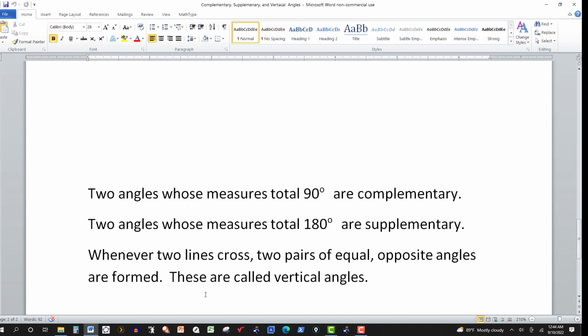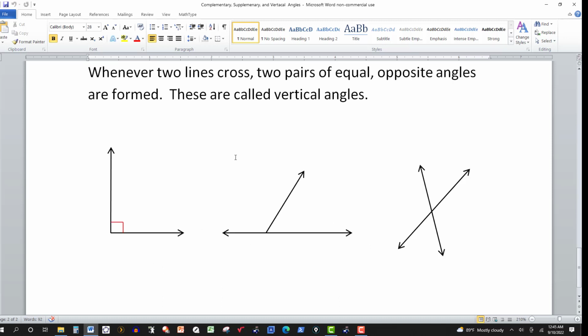And then the other one I want to talk about briefly is whenever two lines cross, two pairs of equal opposite angles are formed. These are called vertical angles. So we have some diagrams here. Here we have a 90-degree angle. If I divide this into two angles, let's call this angle 1 and this angle here angle 2. Angle 1 and angle 2 would be complementary because this whole angle is 90 degrees. So anyway, break this up. These are going to be complementary angles.